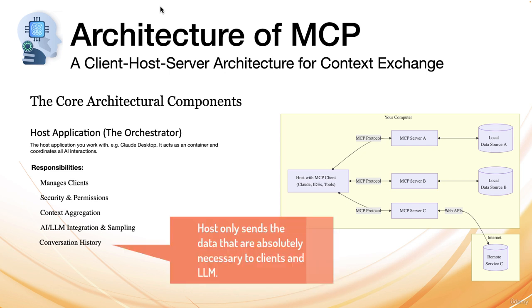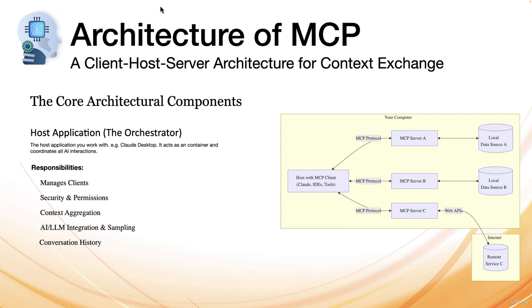Conversation history. Crucially, the full conversation history between the user and the large language model stays with the host to ensure privacy and control. Think of the host application as the brain of the AI application, which orchestrates all the different sensory inputs and tools. In the next lecture, we will explore the client component of the MCP architecture.